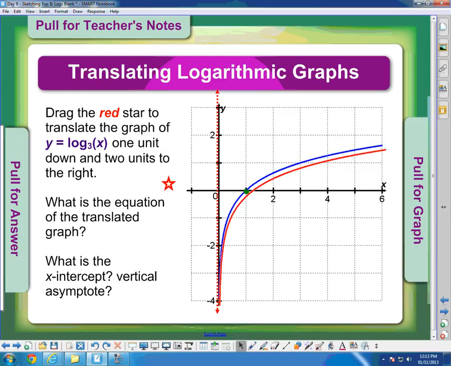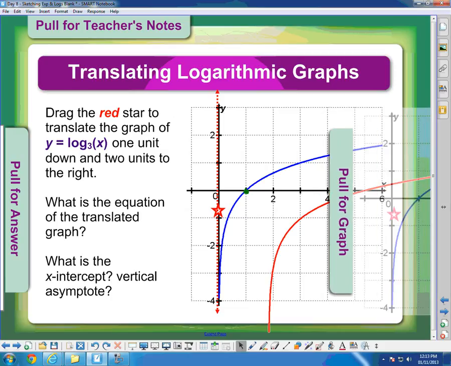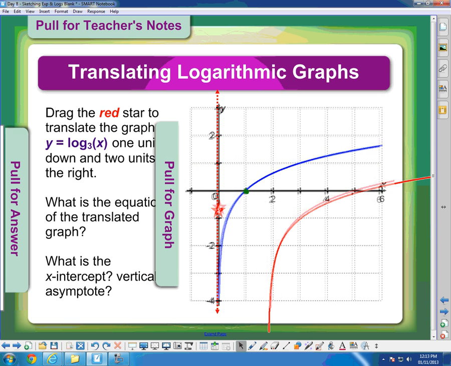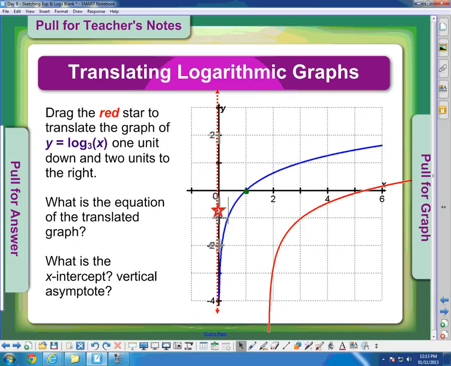I'm going to move it 1 unit down. So there it is, moved down 1 unit, and 2 units to the right. So 1, 2. And now we have our new graph. Let's just verify that we did that right. So there's the blue one, and yeah, it looks like we've moved the red one pretty well. Maybe just up a little bit.